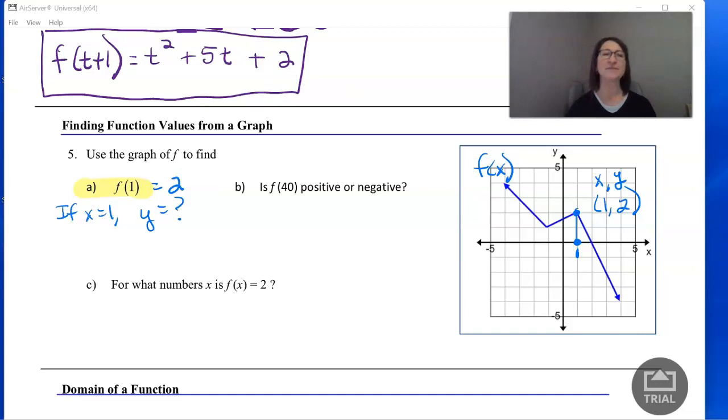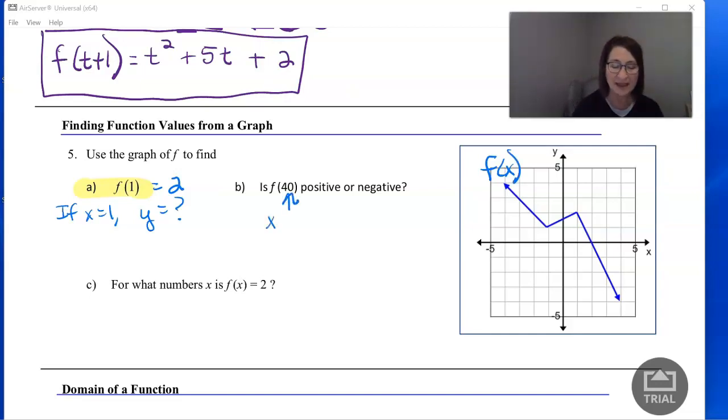Okay? All right. For B, we want to know if f of 40 is positive or is it negative. All right. So our function is still f of x. Well, at f of 40, that's saying x is 40. We're not looking for a value for y. I want to know, is y positive or negative? That's what it's asking.